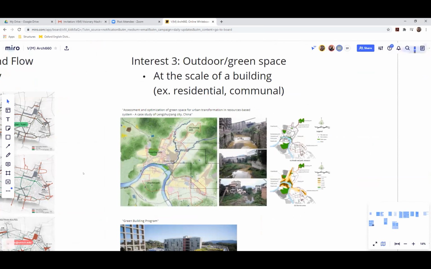And the third one, in trying to decide how to step forward, we thought we should come up with a third interest, and that was outdoor and green space, mostly at the scale of a building. This example right here is the case study of a city in China, but taking that idea and trying to put it in the scale of a building, is it possible to create a database of these really interesting relationships between a building and a green space, and then create an ultimate form that has a quote unquote optimized relationship with green space.